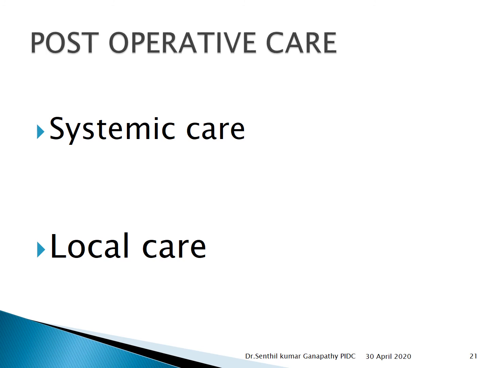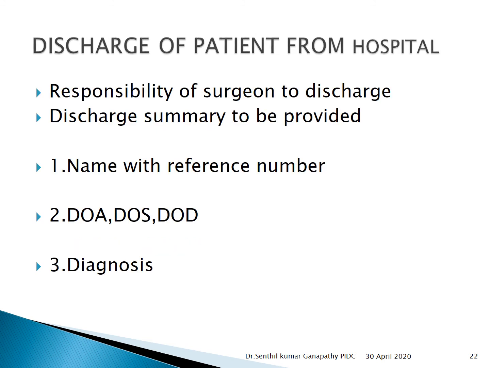So two things: systemic care and local care. Systemic care is making sure the vitals are stable and the bodily functions are back to normal. Local care is the particular area where you have done the surgery. Make sure that area is clean and sterile, and healing is established.